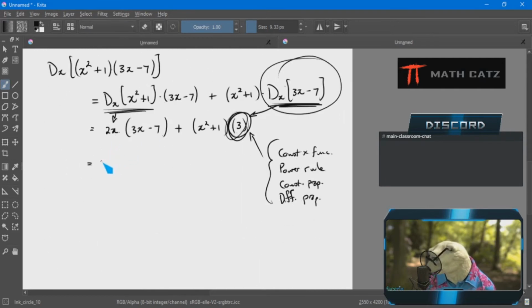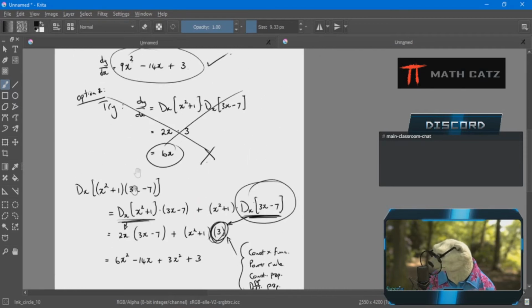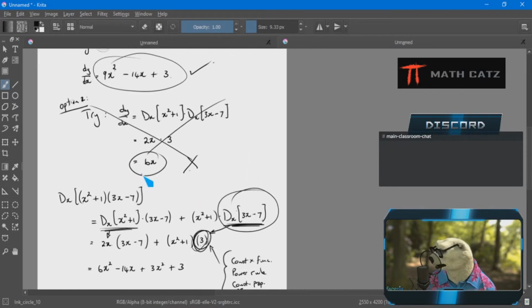So let's see here. I have a 6x squared, multiplying the 2x in, then a minus 14x. Multiplying the 3 in, I get a 3x squared and a 3. I'm going to zoom out because I don't like scrolling up and down so much. And hopefully everyone's convinced that we get the same answer.